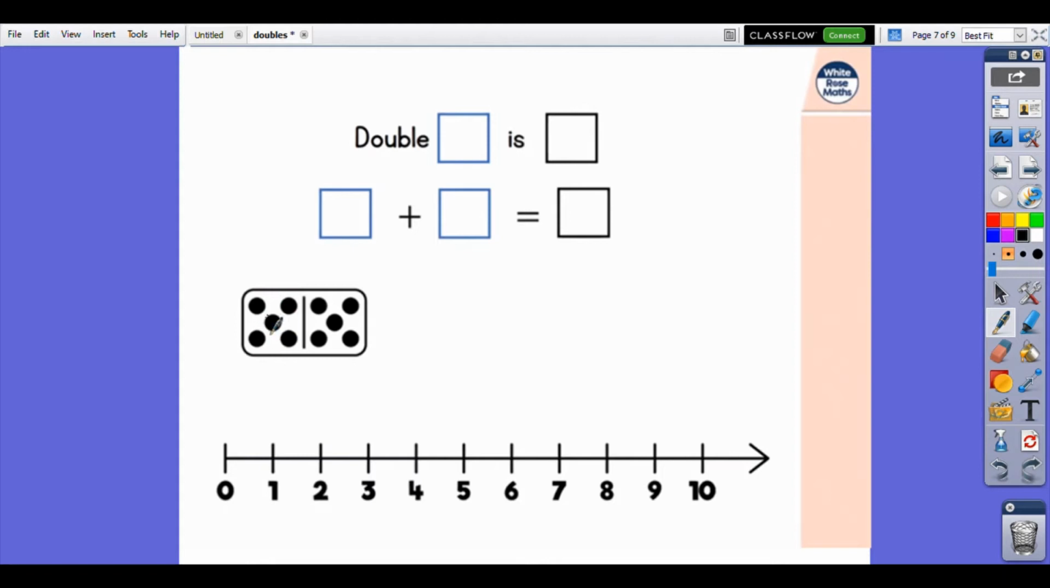And you could do the same for 5. So here we've got 5 and 5. So we're going to have double 5. And our number sentence is going to be what? 5 add 5. Go on then, what does it total all together? What's the whole? Going to be 10. Excellent.